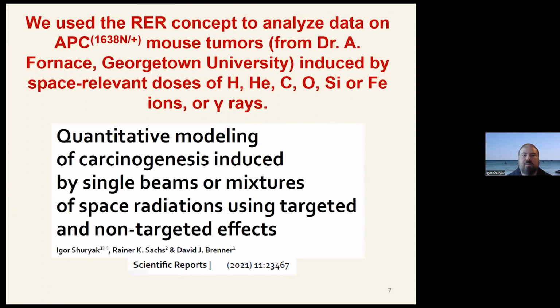And recently, we applied this concept to a system from our collaborator, Dr. Fornes at Georgetown University, who used an APC mutant mouse system to find tumors induced by space-relevant doses of protons and various types of ions, up to very heavy ones, and also gamma rays. So this was published recently based on this work.